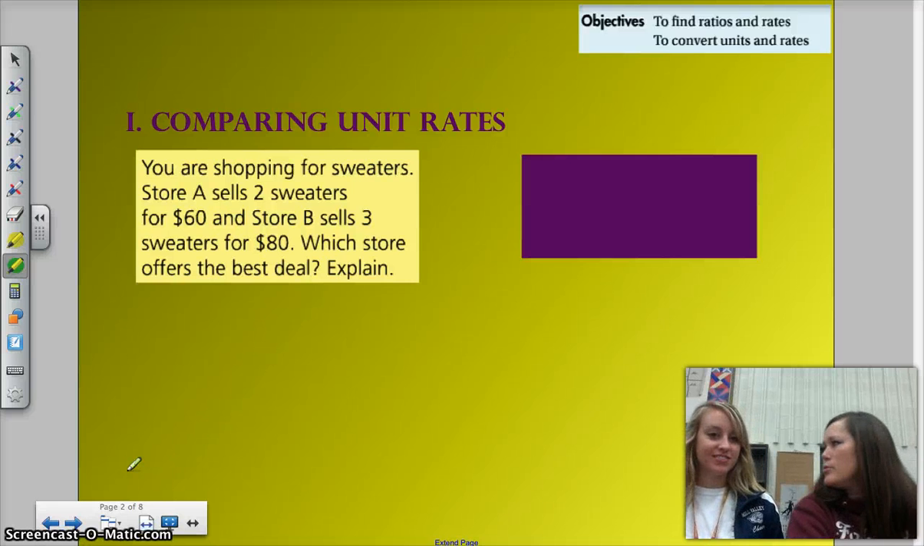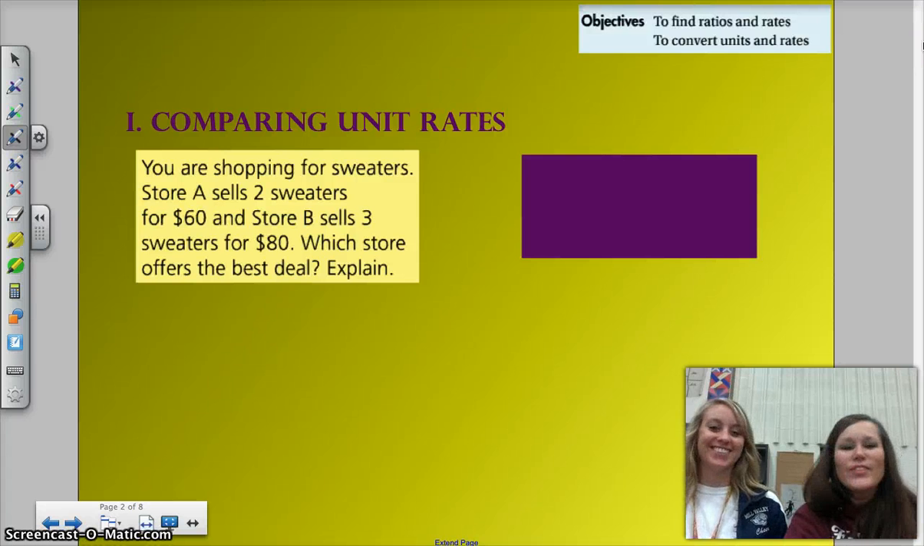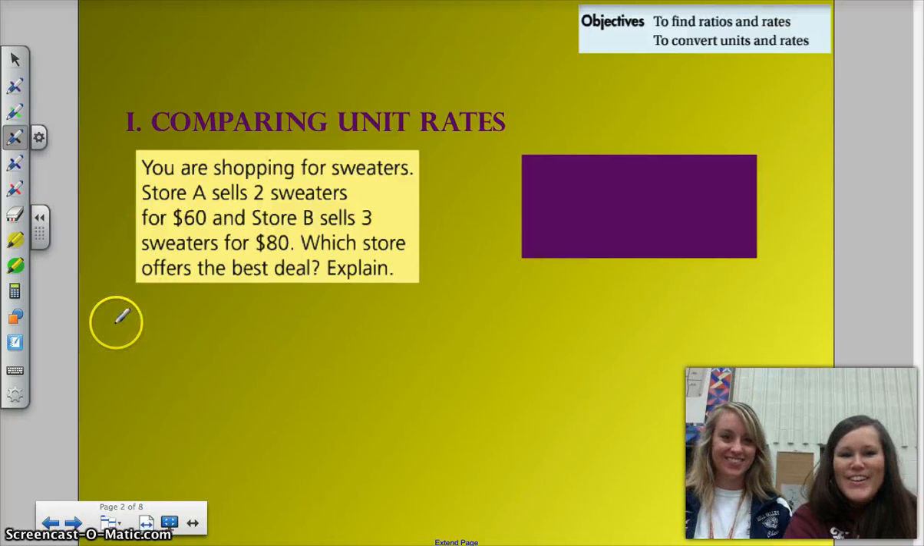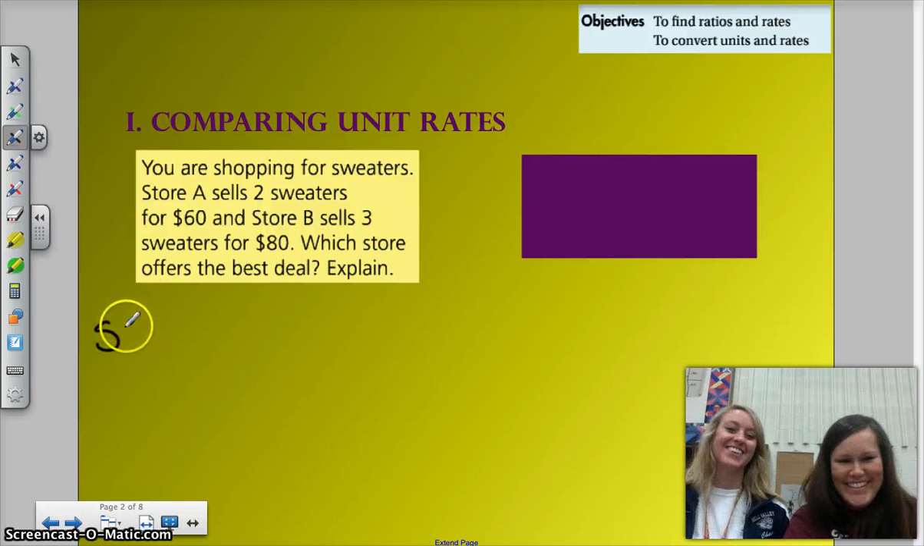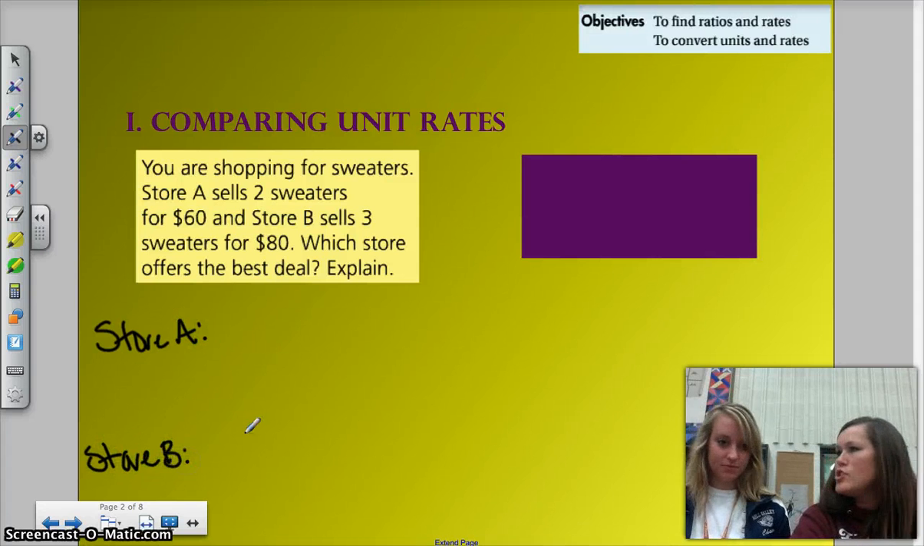This is like a total real life situation. You're shopping for sweaters. Store A sells 2 sweaters for 60 bucks, and store B sells 3 sweaters for 80 bucks. Which store offers the best deal? So we want to know which one has the cheaper sweater.